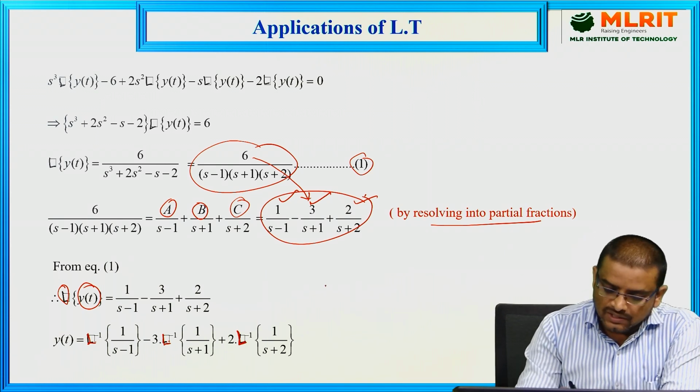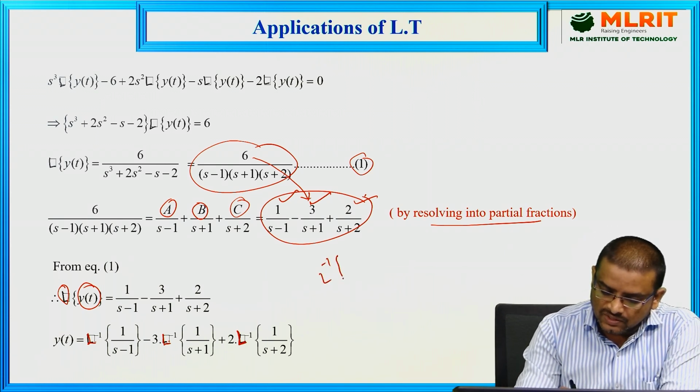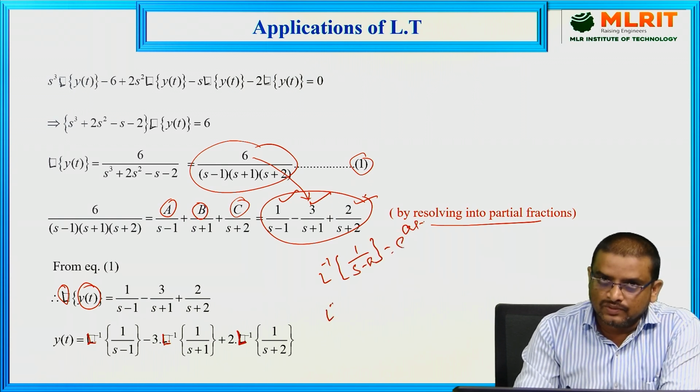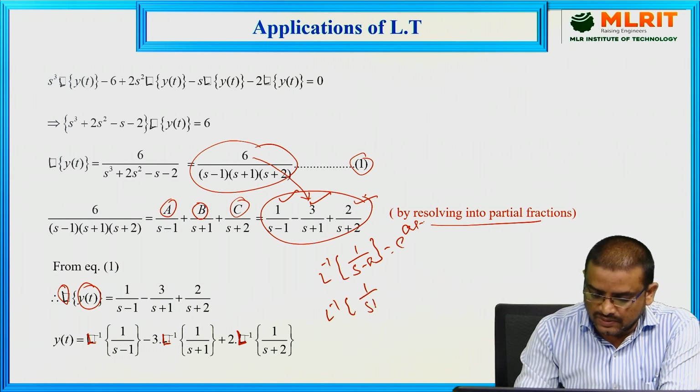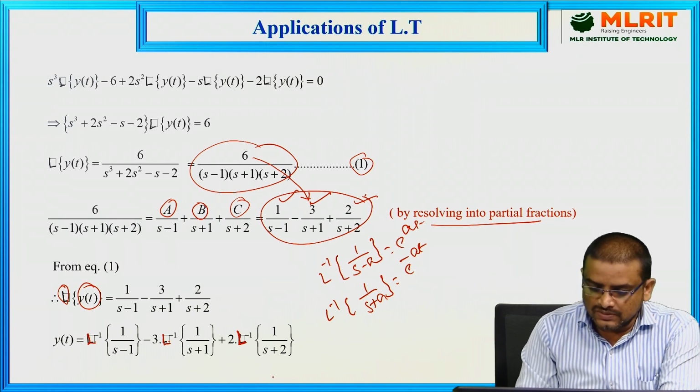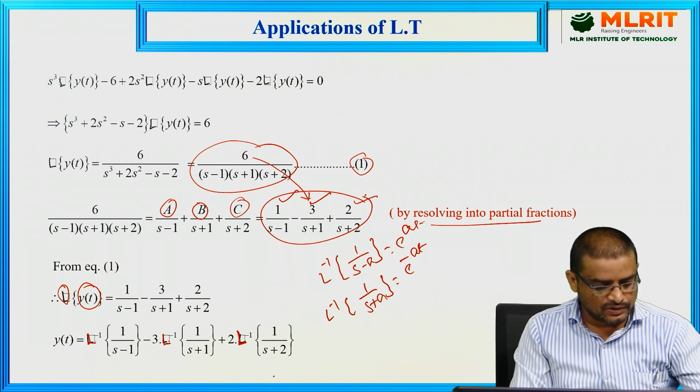We have seen these formulas. For the form 1 by s minus a, the L inverse is given by e power at. L inverse of 1 by s plus a is given by e power minus at. Now use these formulas and we will get our required solution here.